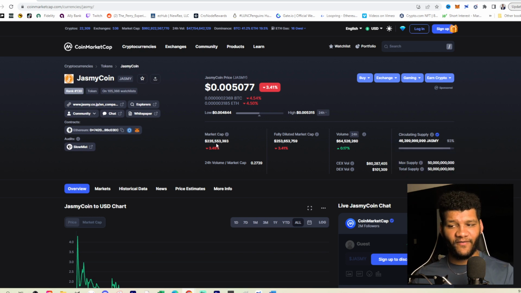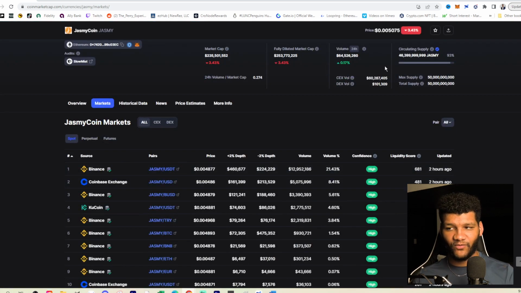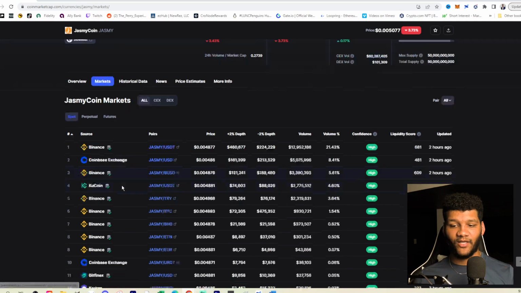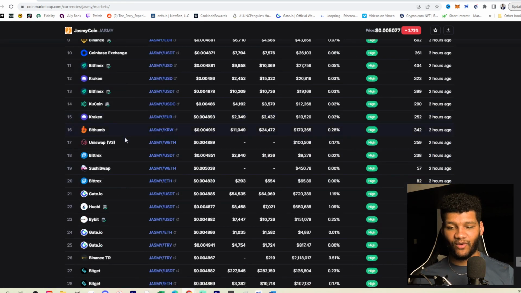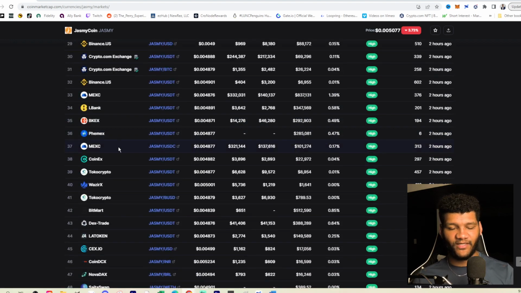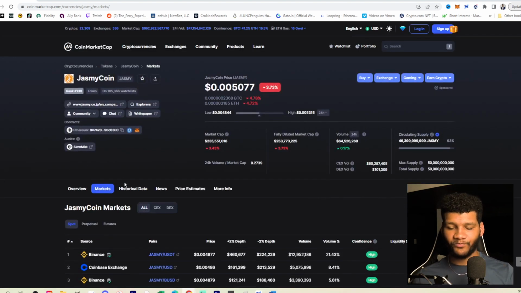But we're sitting at a $235 million market cap. If we look at the volume, we're seeing $64.5 million in volume. That's great to see, especially in a coin that's ranked 130. To see 64 million is absolutely amazing. Now, it has a ton of markets, and you can see the reason why it has so many millions in volume. You see Binance, Coinbase, you see Kraken, you see all the big exchanges that it is available to trade on.